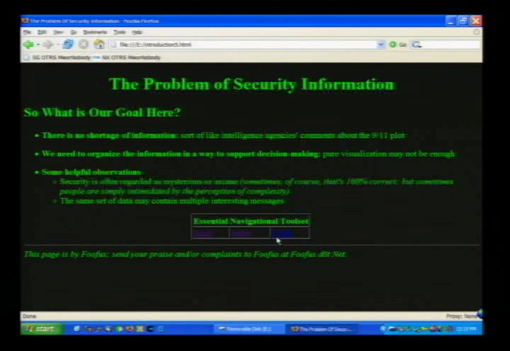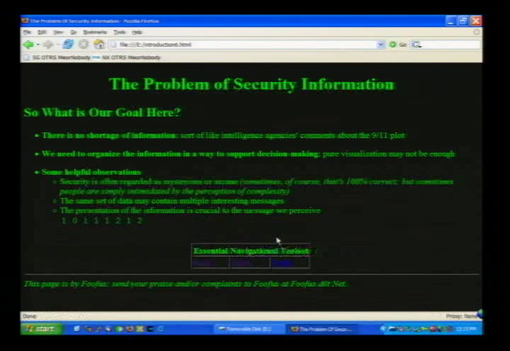So we're going to make two observations here. The first thing is that security is not necessarily as hard as it sounds. When people talk about security, it always seems really mysterious. But sometimes that's just this perception of complexity, and maybe we can do some things to reduce that. The second thing is to note that the same set of data might contain multiple messages that are interesting to us. So for example, here's a little puzzle. If you saw this sequence of numbers, would you know what the next number is?